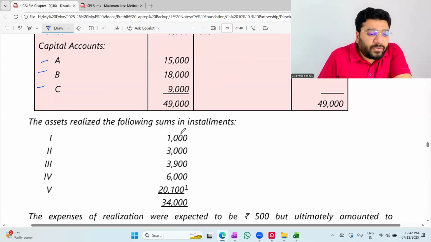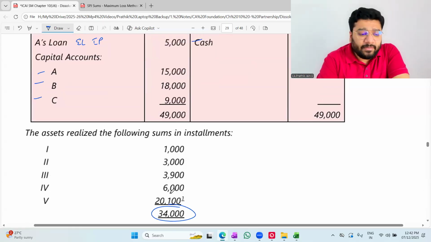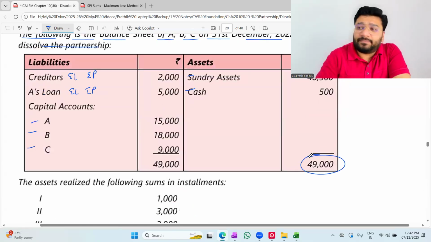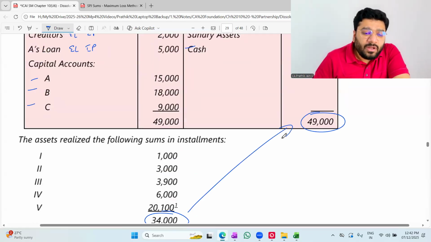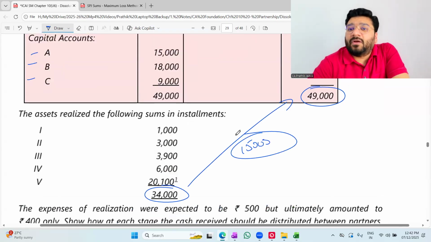So the first installment of 1000 came on one date, the second installment of 3000 came on another date. The total money received, how much? 34,000. Now tell me something. 49,000 worth of assets is fetching you 34,000. How much is the loss? 15,000 is the loss. Note it down. This will come somewhere. You'll understand.